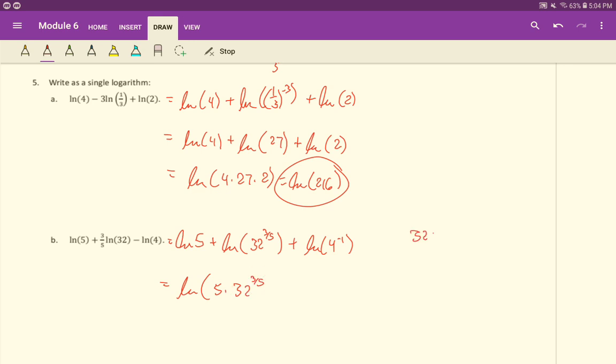Remember that 32 is the same thing as 2 to the 5th. So 32 to the 3/5 is really just 2 to the 5th to the 3/5. And then when we have a power to a power, we multiply. So 5 times 3/5 is really just 3. So it's 2 to the 3, which is 8. So this is really just 8 right here. And then times 4 to the -1. Again, 4 to the -1 is just 1/4. So we multiply all that together. We get 10.